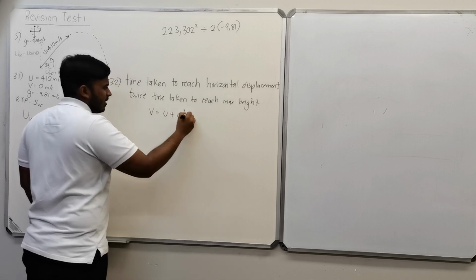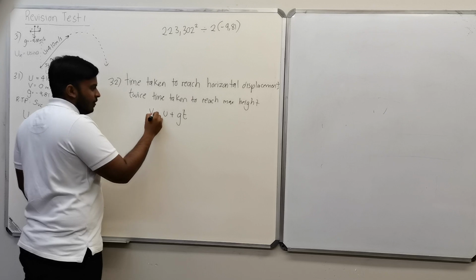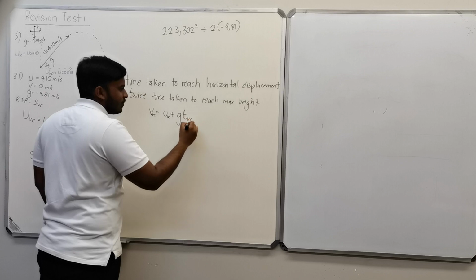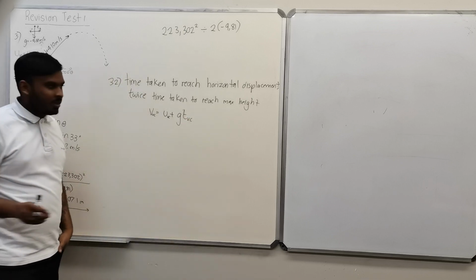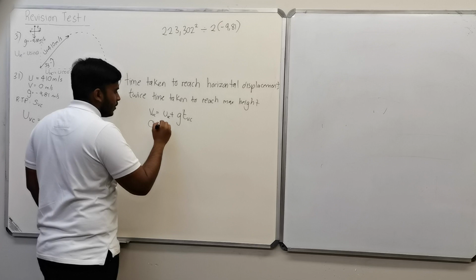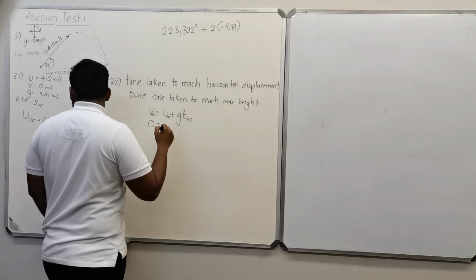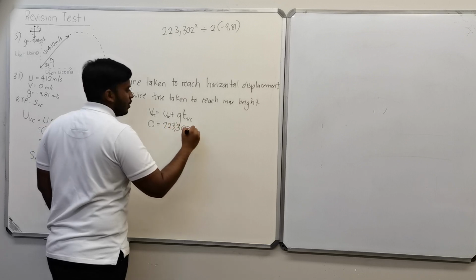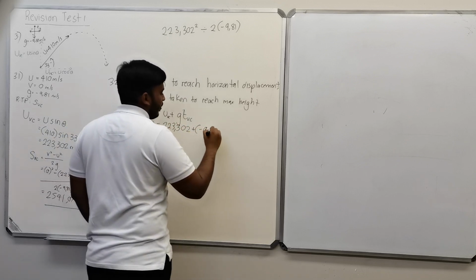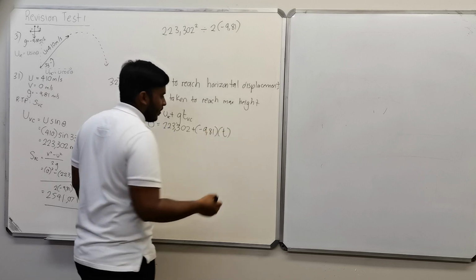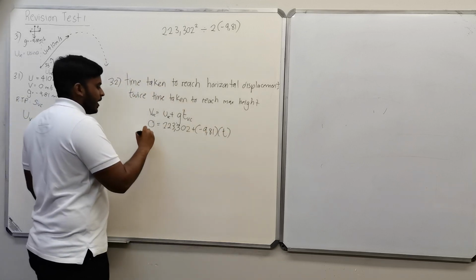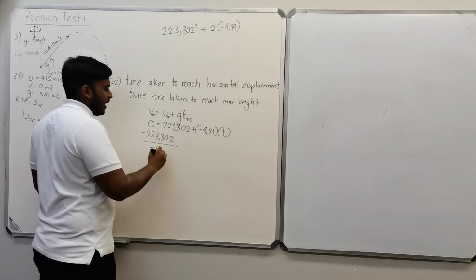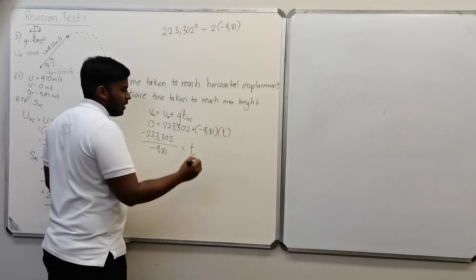This V is for your vertical component. This initial velocity is for your vertical component. This time is for your vertical component. Right? This V is equal to 0. This U is equal to 223.30. So 0 equals 223.302 times time plus negative 9.81 times time. You take this across, it becomes negative 223.302 divided by negative 9.81, which is equal to your time.